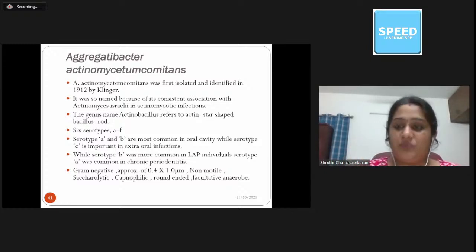They are gram-negative, approximately 0.4 into 1 micrometer in size. They are non-motile, saccharolytic, capnophilic, round-ended, facultative anaerobes. Please learn this line by heart. It answers almost 10 MCQ questions. Gram-negative, non-motile, saccharolytic, capnophilic, round-ended, facultative anaerobe.